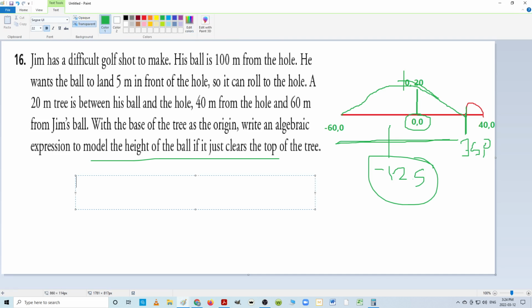We can just write it in factored format like this. And I'll just make it a little bit bigger. And I happen to know that where he is standing and where he wants to land the ball will be the points, because it's not the flag, right? It's 5 meters before the hole. We just got to figure out A. Now, fortunately, they gave us the height of the tree as a point that the ball goes through. So that means when the height is 20 and x is 0, we're going to get 60 and minus 35, like that.